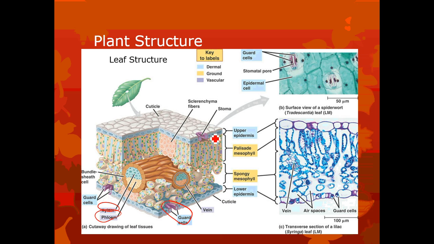I hope it does label it. It's called the stoma, and the guard cells open and close the stoma. The stoma is really important for allowing the carbon dioxide in. It's an opening usually in the underside of a leaf. There can also be some on the upper leaf, but usually more on the underside, and it allows oxygen out.